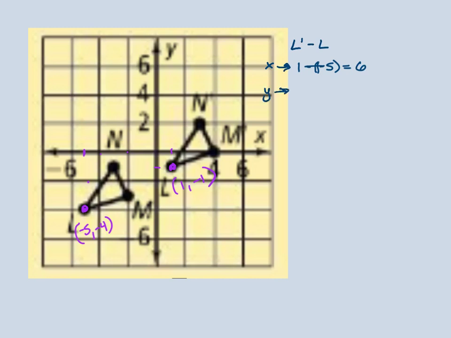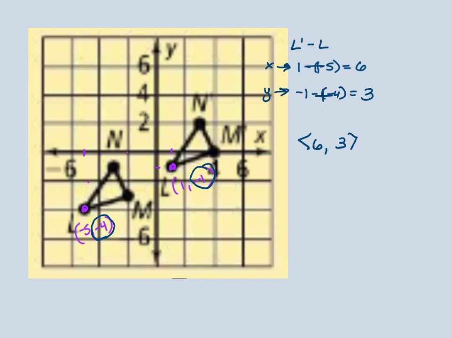The Y change went from the prime, which is negative 1, to the original, which is negative 4. Negative 1 minus a negative 4 becomes negative 1 plus 4, which is 3. So the change in X is 6. The change in Y is 3. If you're unsure, check another one.